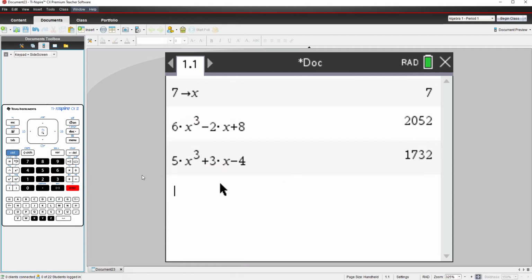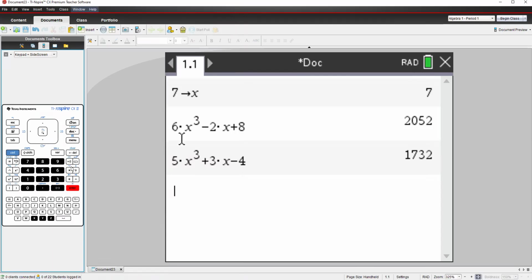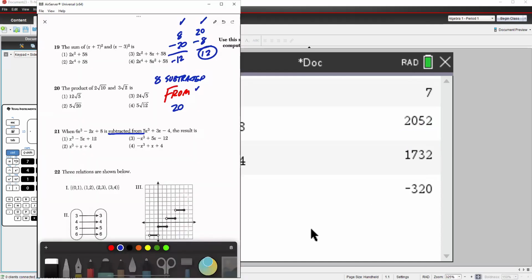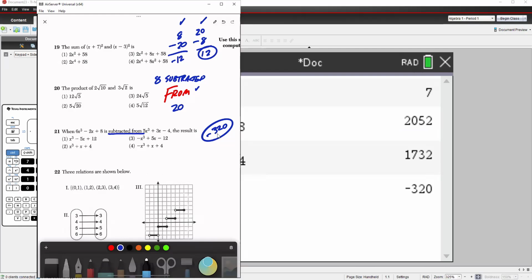But what this question is saying is they want me to subtract this number from this number. So that's what I'm going to do. So I'm going to do 1732 minus 2052. And obviously the second one is bigger, so I'm going to get a negative number. It doesn't matter. That's what we're looking for. When we come in here and we store our numbers, we're looking for a negative 320. So let's do that until we find the one that matches. I'm just going to check each one of these answer choices until I get a negative 320.